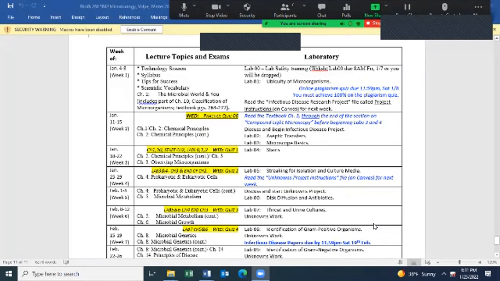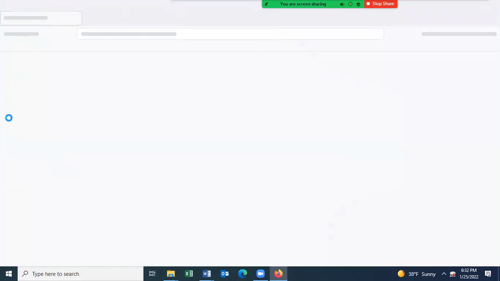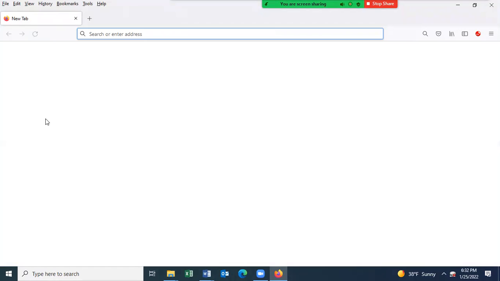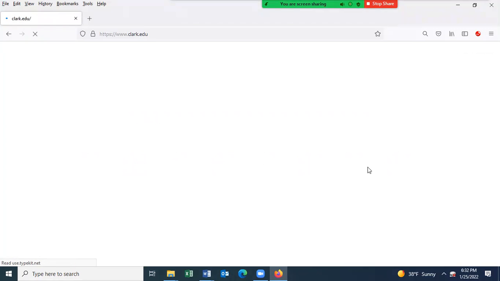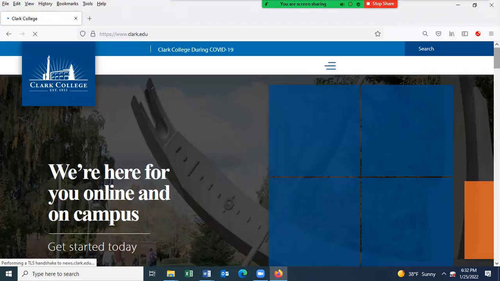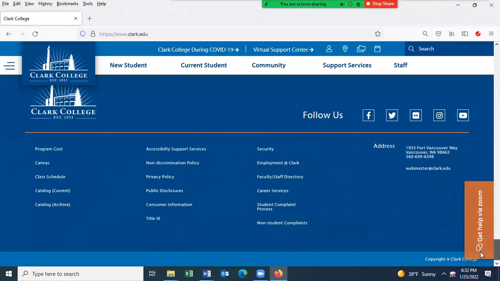All right, we're going to be doing lab 5, streaking for isolation and culture media. You should be reading the unknown project instructions, which you can find on Canvas. I think it's week 5. Let me look there. But you should read the instructions because next week I'm going to be talking about the unknown project.